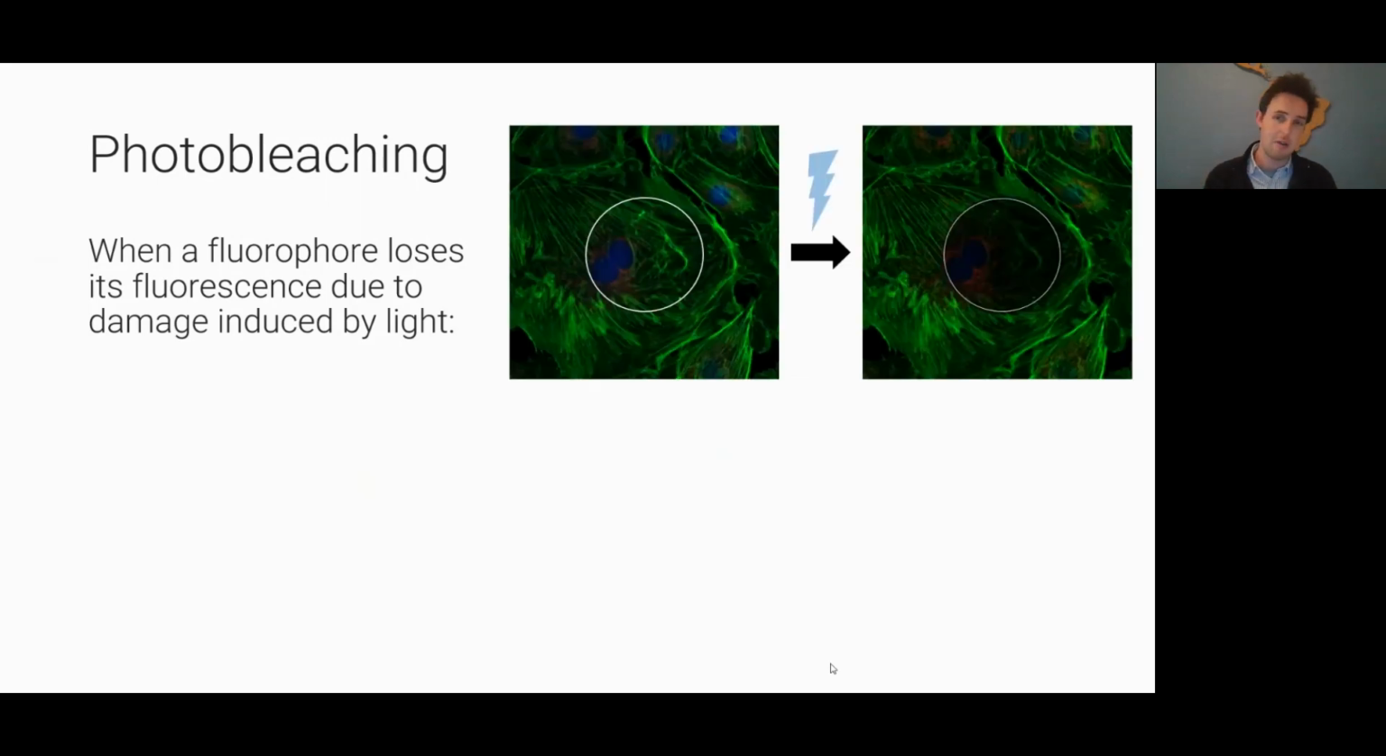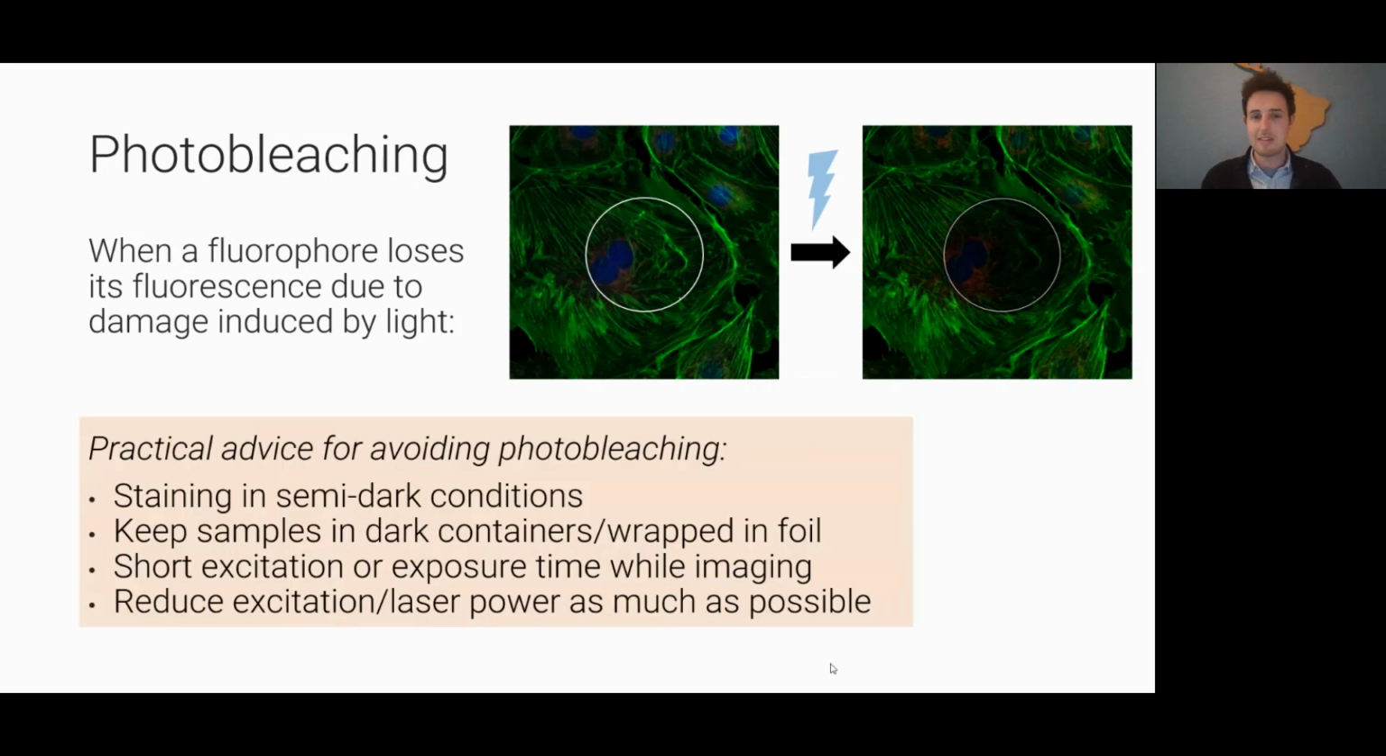And you can see here how it manifests in a biological situation where you have a cell and it's now been photobleached. This is a permanent loss in fluorescence, which can be advantageous in some respects, but generally speaking is not ideal. Some of you who've done fluorescence imaging before will know that there are steps we take to avoid this photobleaching, things like staining and keeping the samples in semi-dark conditions, really reducing the excitation or exposure time when imaging, and trying to reduce that laser power as much as possible.